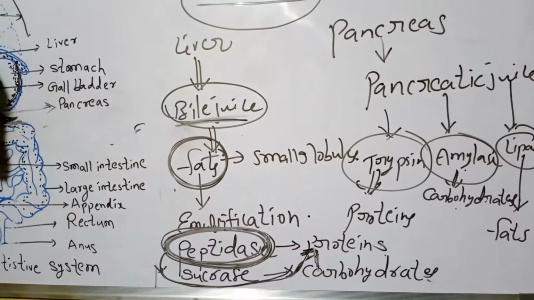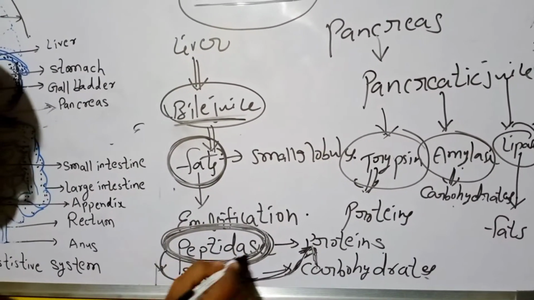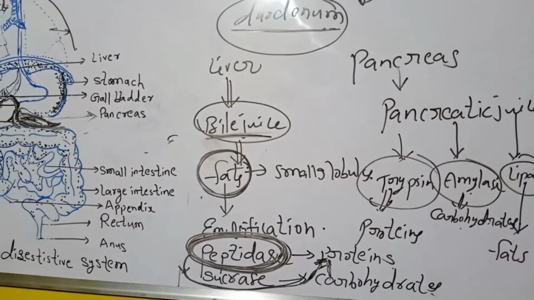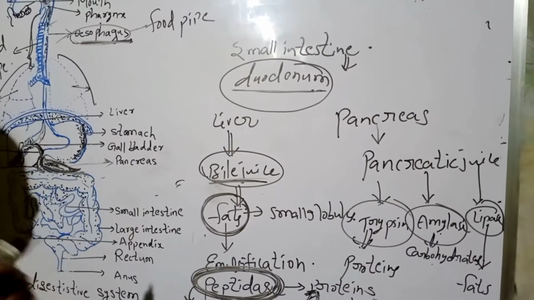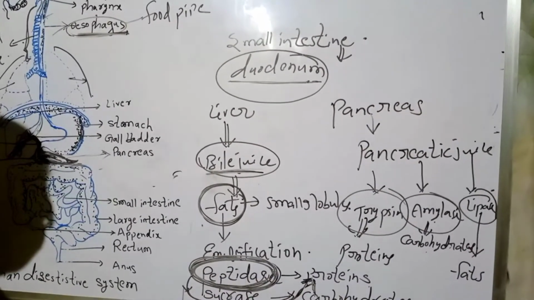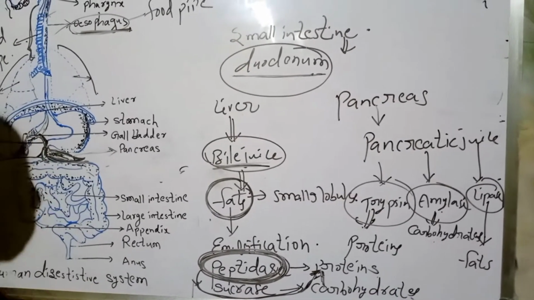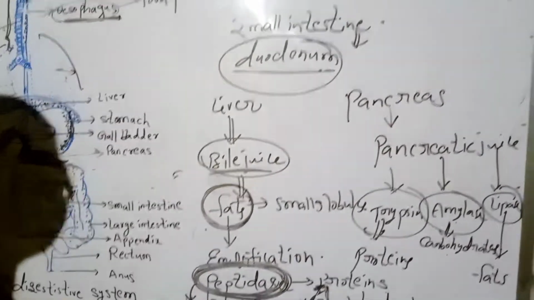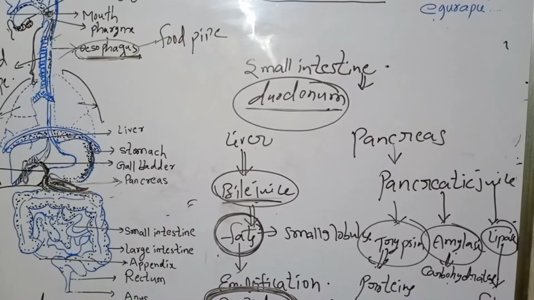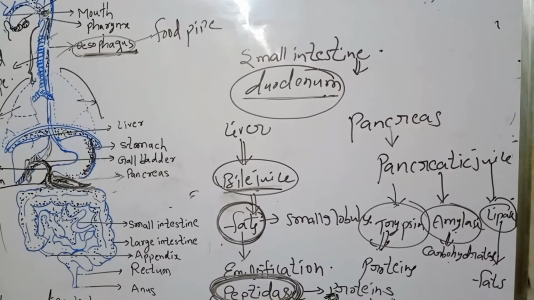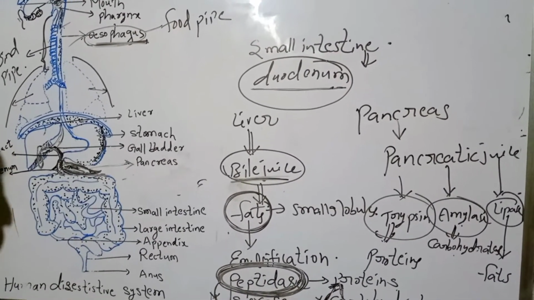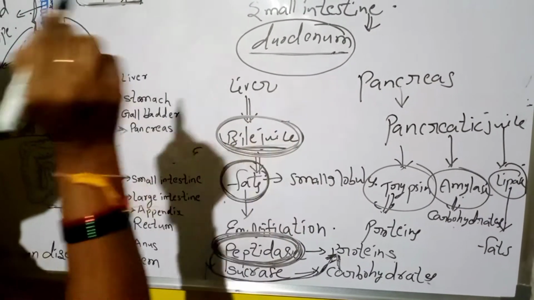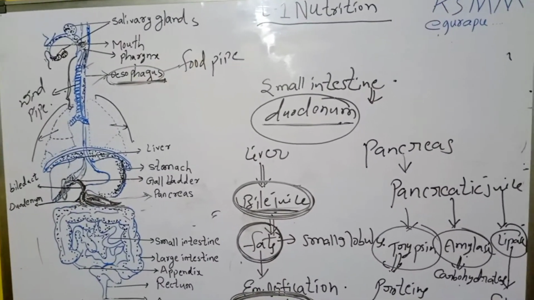So, don't get confused. Peptidase acts on proteins. Again, sucrase acts on carbohydrates. Here, how many enzymes came, children? Amylase or ptyalin, pepsin, trypsin, lipase, peptidase and sucrase. Bile juice contains no enzymes. It has no enzymes. Okay.